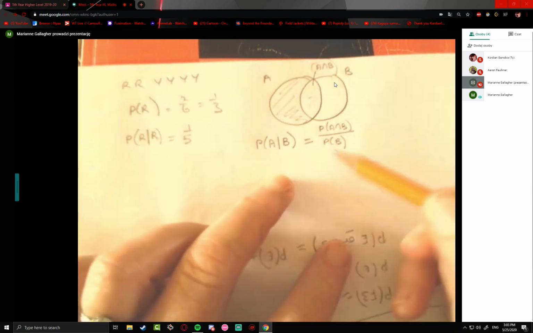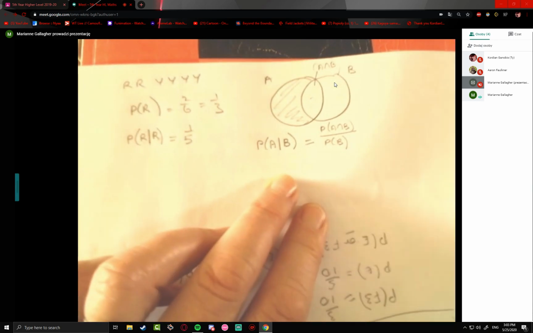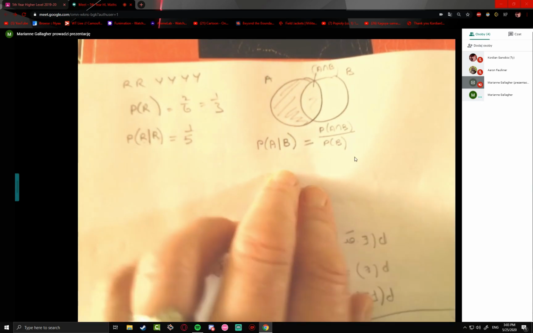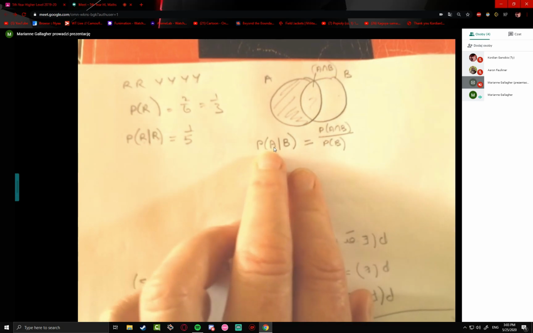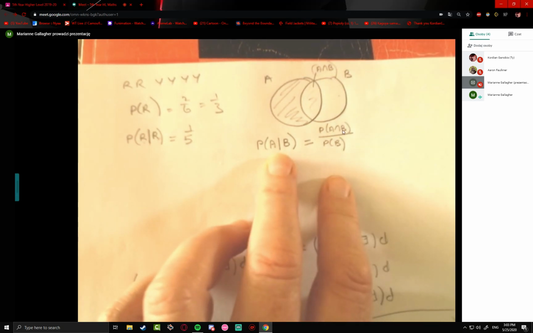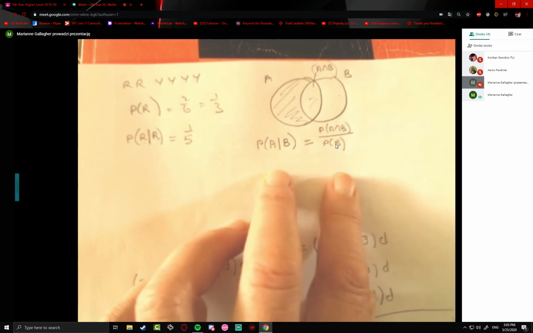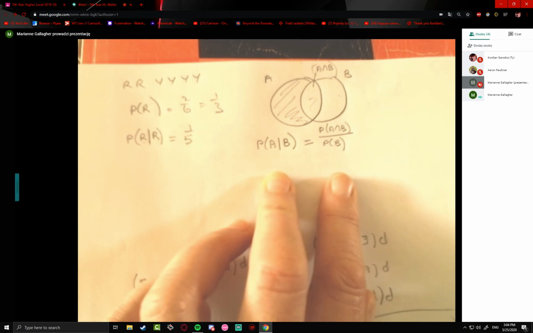So this is the formula that you must remember for conditional events. The probability of A given B is P(A intersection B) over P(B). And that's one of the few formulas that is not in the maths table, so you have to remember that. Okay, so I'm going to pick an example out of the book to do.